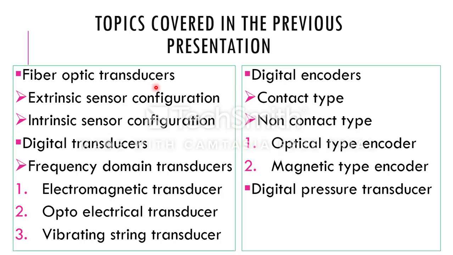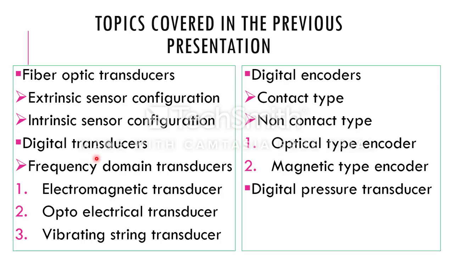First we had seen fiber optic transducers. Then there are two types of fiber optic transducers. Just pause this video and recall what we had studied in all these types of transducers. So in that we have extrinsic and intrinsic sensor configuration.